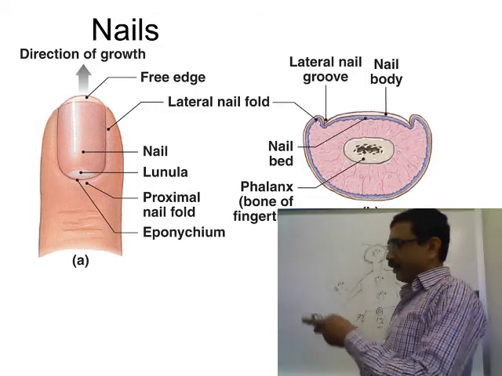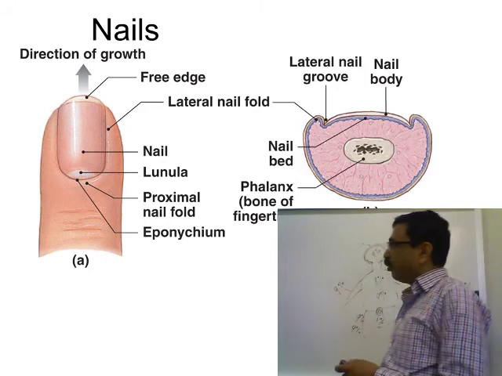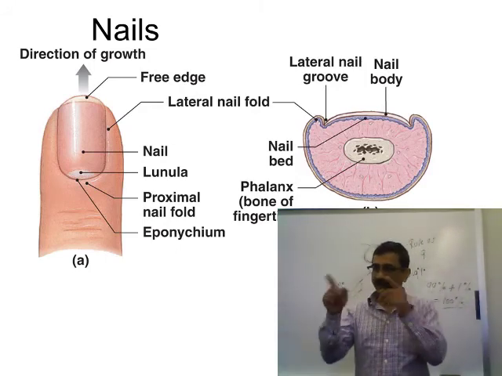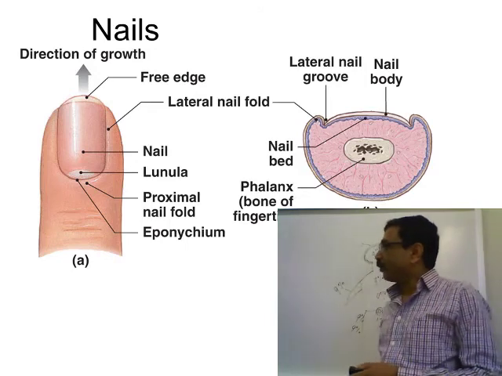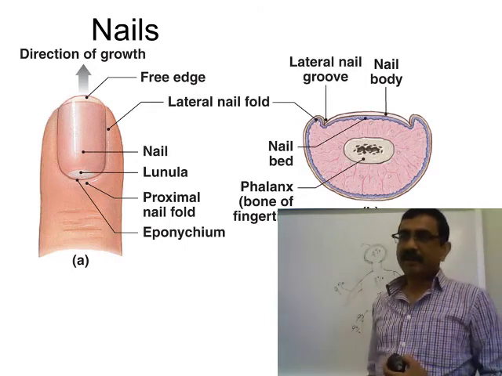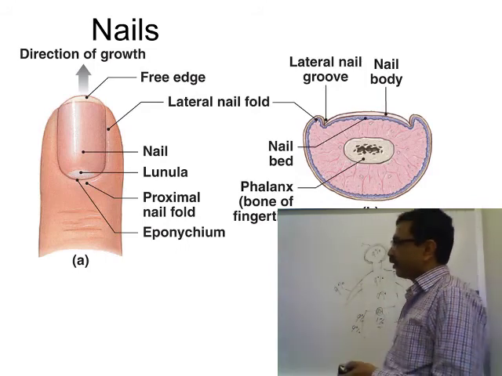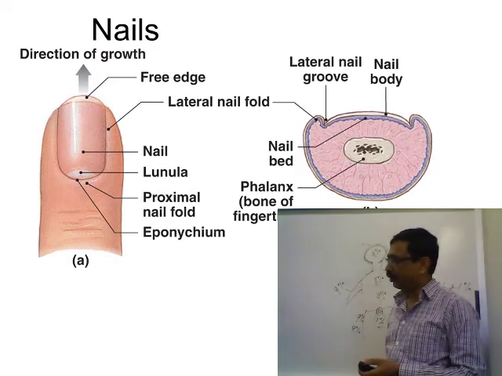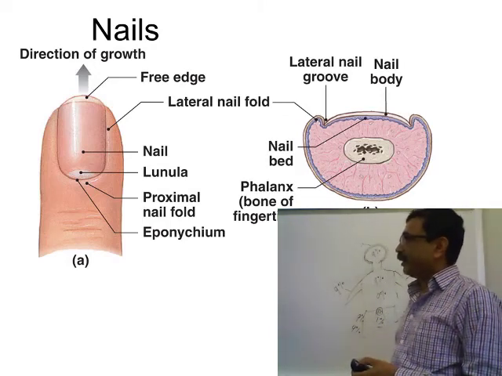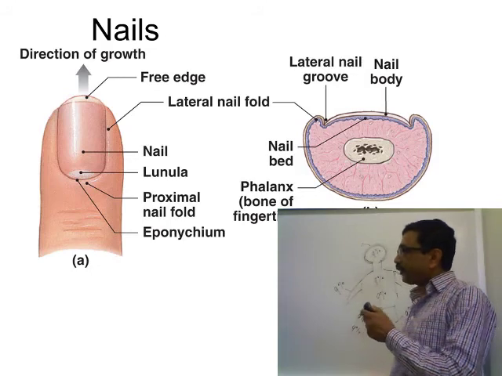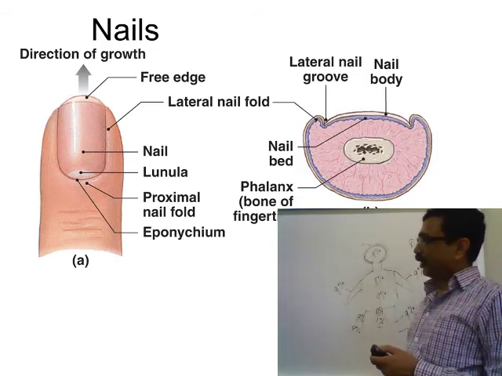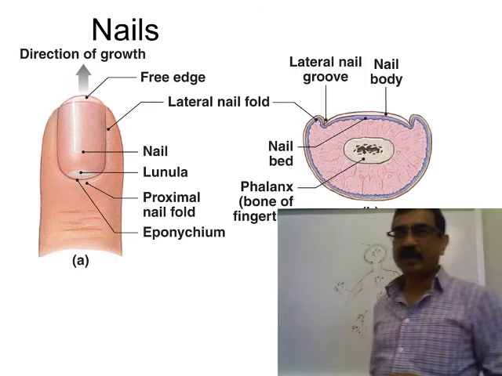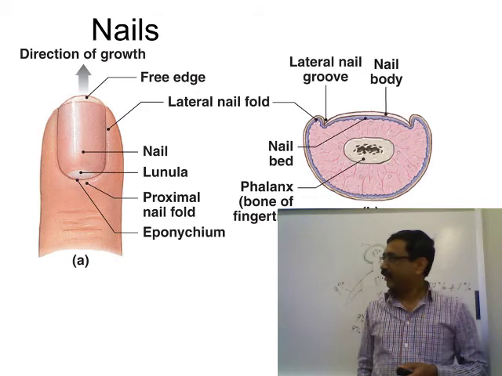In both sides of the nail body, you have the folds, lateral nail folds, in both sides of the body. And behind the lunula, you have another fold that is called the proximal nail fold. So those are the folds around the nail. And under the body of the nail, you have the bed that supports the body. So that's the nail bed underneath. Okay.